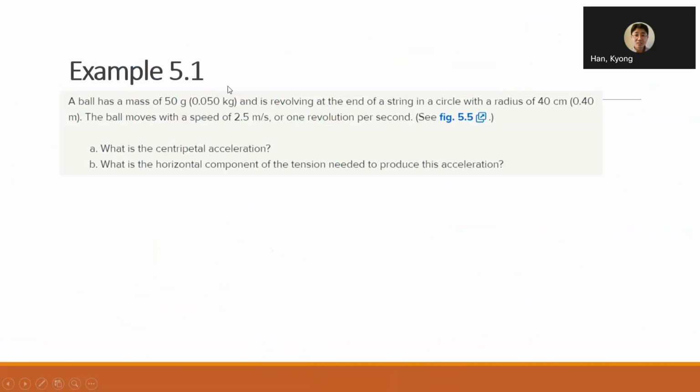I'm going to look at example 5.1. A ball has a mass of m equal to 0.05 kilogram, and it's revolving at the end of a string in a circle.